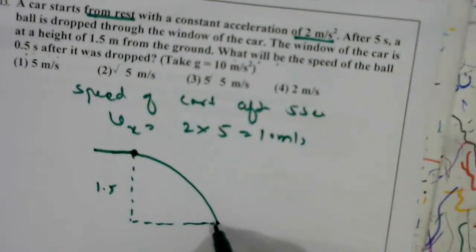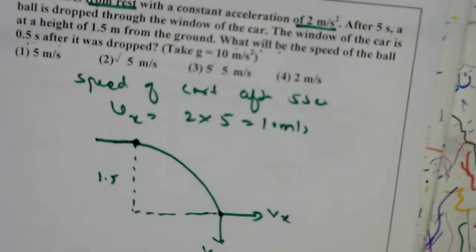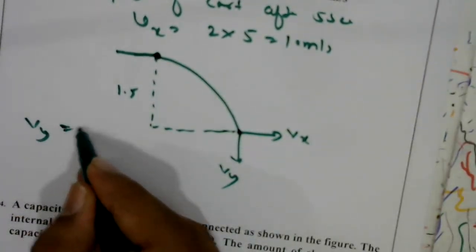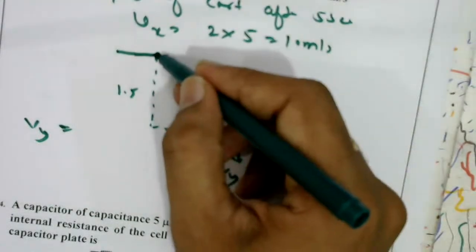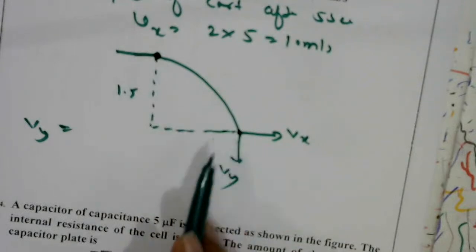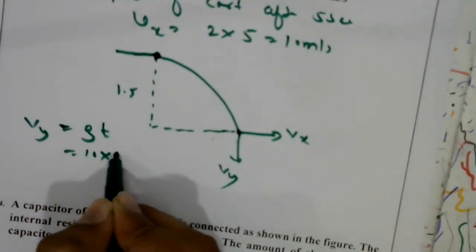Okay, after 0.5 second, the ball will be at this point. You'll get Vx and Vy. Correct? Vy is equal to how much? How much time will it take from here to here? 0.5. After 0.5, it will reach from here to here, the vertical distance. And also you can write Vy is equal to gt, it is 10 into 0.5.